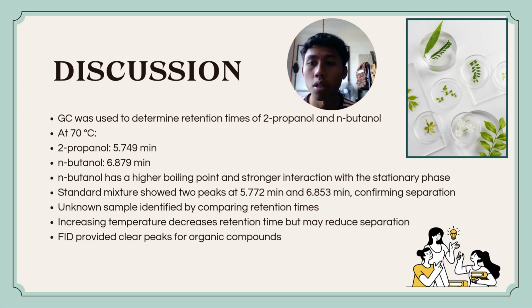The standard mixture chromatogram shows two peaks at 5.772 minutes and 6.853 minutes, which are close to the retention times of the pure compounds, confirming successful separation. The unknown sample was identified by comparing its retention time with the standard compounds. It was also observed that increasing the column temperature reduces retention time but may decrease peak separation. Overall, FID was suitable for this experiment because it is sensitive to organic compounds such as alcohol and produces clear peaks.